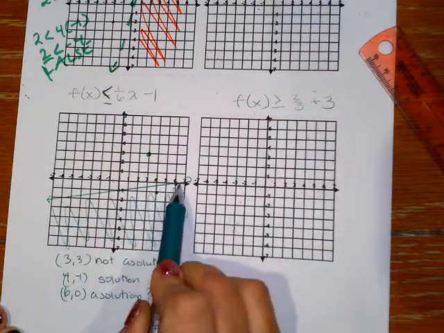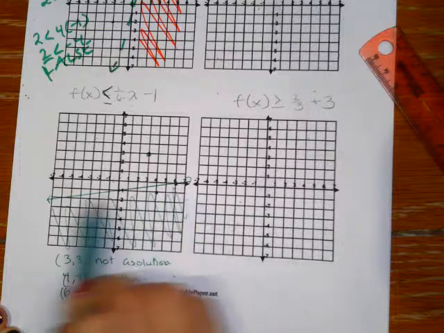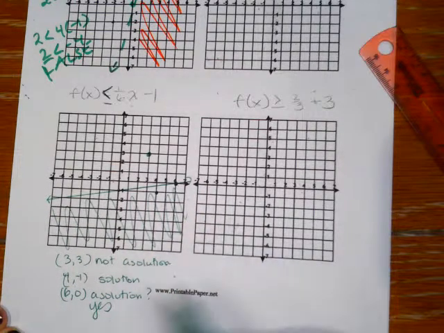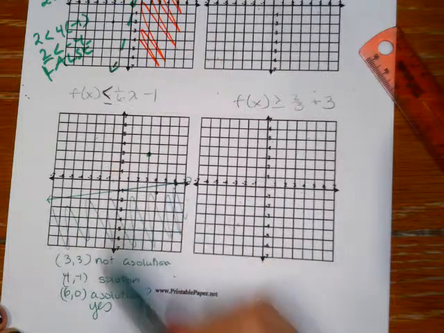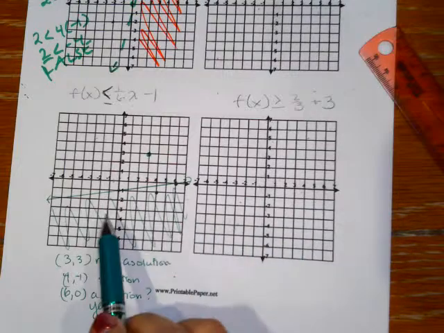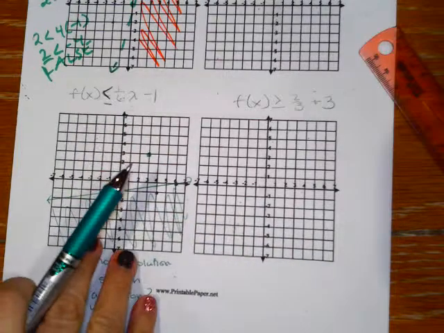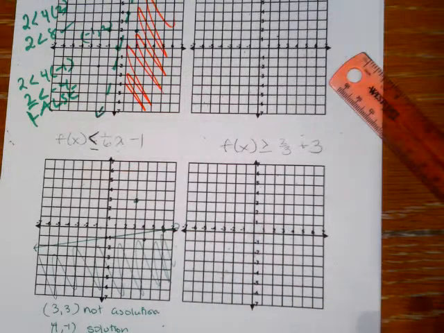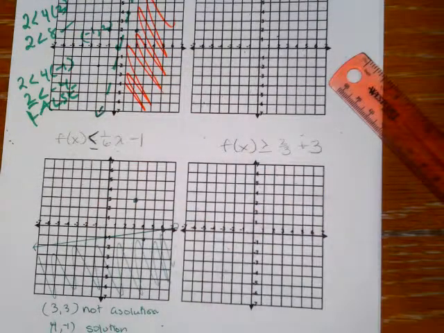In this situation, yes, it is, because it is including this line. So for this, it is. If it's a dotted line, it's not a solution. So there's a section on, is it a solution? Basically, is it in the shaded area? If you don't have a graph, is it a solution? Just plug it in for X and Y. And if it's true, then it is. If it's not true, then it's not.